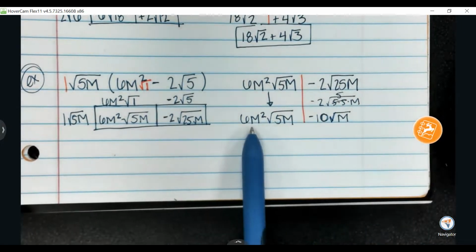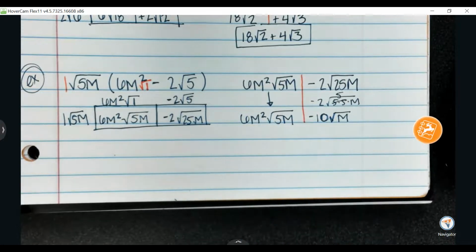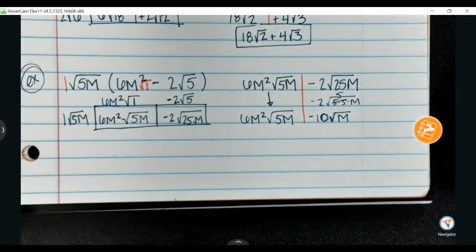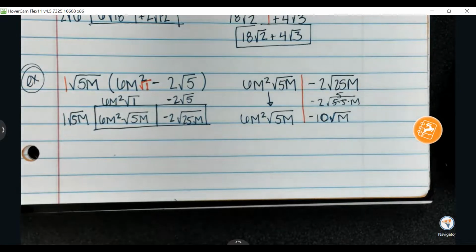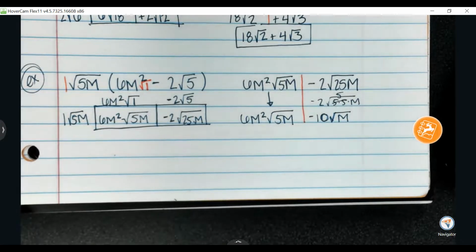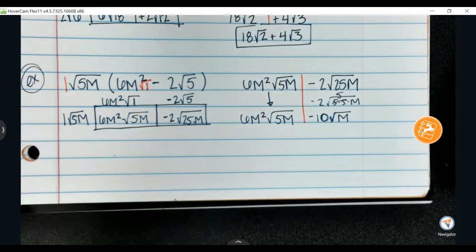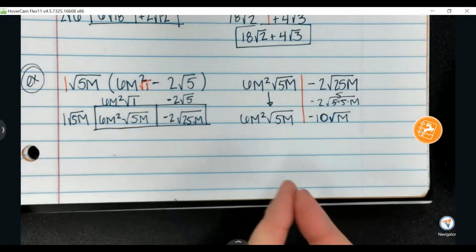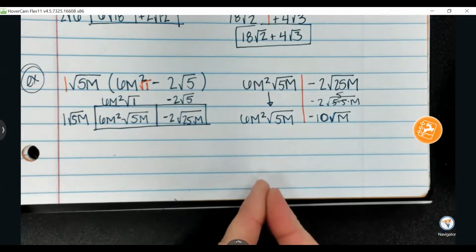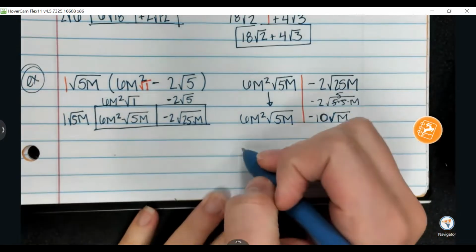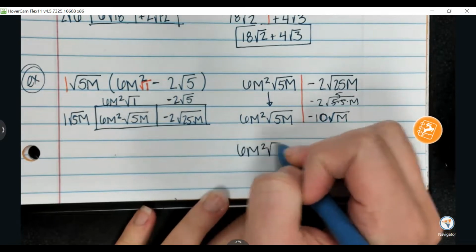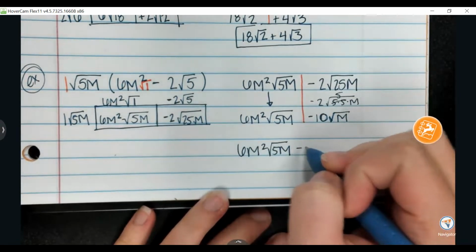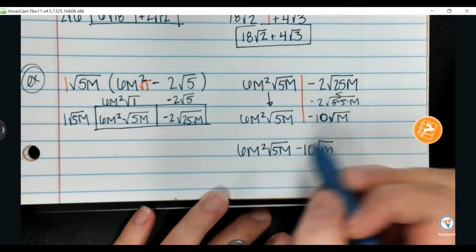So now this is what I have left over. Can I add those together? Why not? They both have an M. The inside is not exactly the same. Are they exactly the same? They gotta be like identical twins, exactly the same. So can I actually add these together? So what's my answer? That is my answer. 6m squared, square root of 5m, minus 10 square root of m.